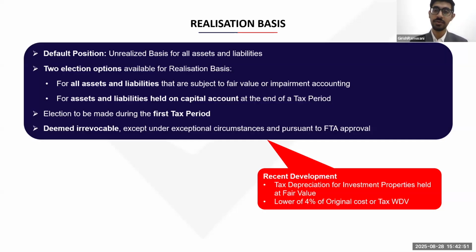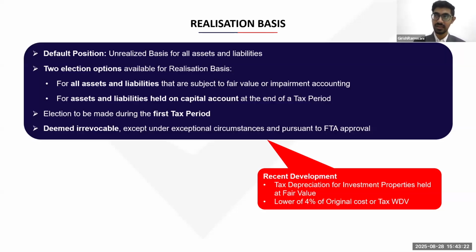The first one is for all your assets and liabilities which are subject to fair value or impairment accounting. This is for all assets and liabilities. The next is only for assets and liabilities which are held on capital account. Okay, so in layman terms, capital account assets and liabilities would be any non-current assets and liabilities. So you can choose to elect for realization basis in option 1 for all your assets and liabilities, and in option 2 only for your non-current assets and liabilities.